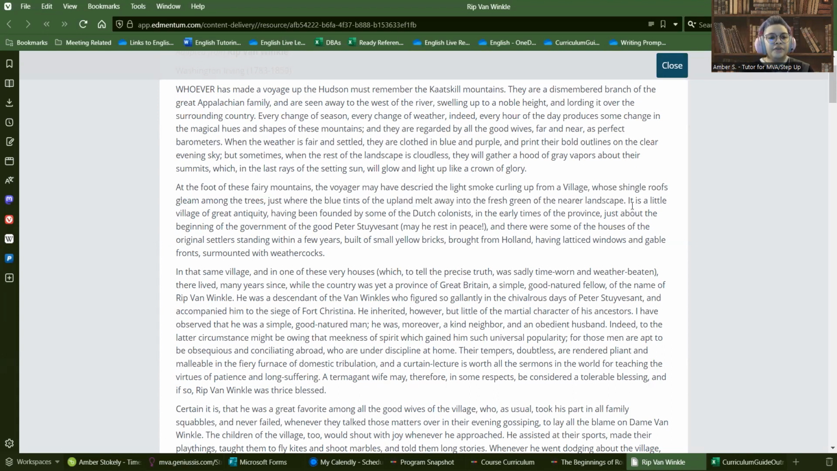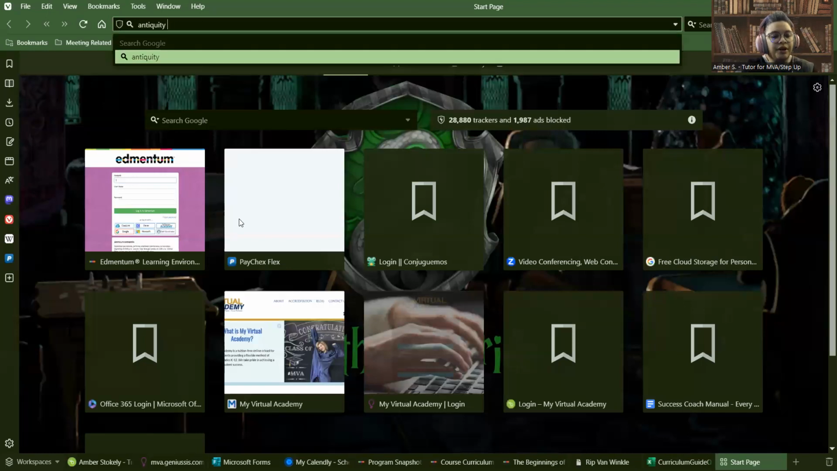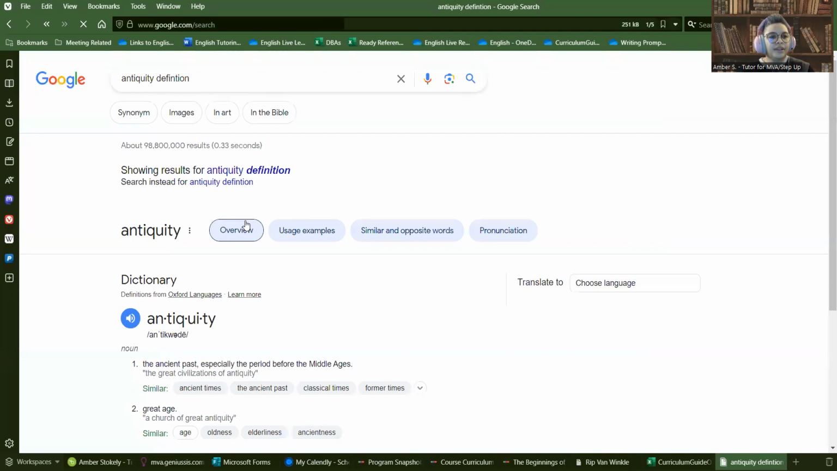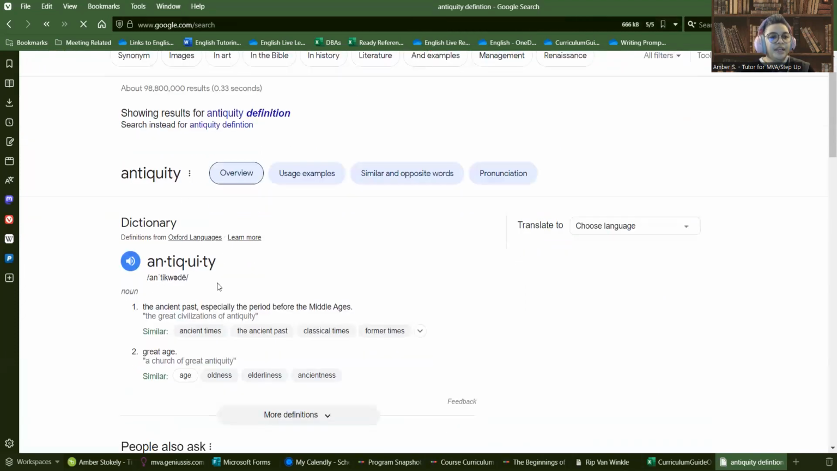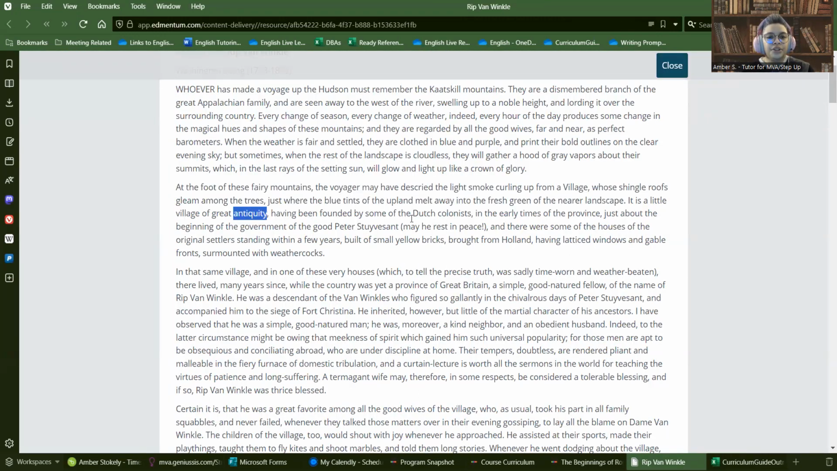It is a little village of great antiquity. Antiquity is a type of word I will look up. It basically just means something that's very old, but we're going to look it up anyway, just to make sure. Yep, so antiquity is the ancient past, especially in the period before the Middle Ages. So they're just saying it has an old, classic sort of look. So it's a village of great antiquity.